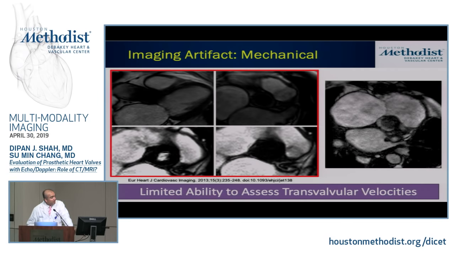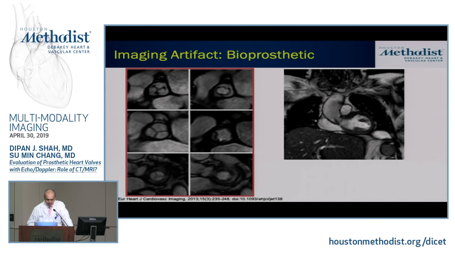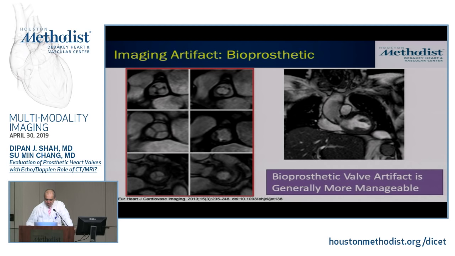So because of these limitations as far as artifact, that can then make it challenging to be able to assess transvalvular velocities in the setting of mechanical valves, because you really need to be able to image at the location of the valve itself to calculate velocities. Now, bioprosthetic valves, on the other hand, generally speaking, the artifact is much more limited, and therefore the artifact is really fairly manageable by MRI. There's some exceptions to that, and we've seen some bioprosthetic valves that in fact will cause a pretty significant metallic artifact, but fortunately that's fairly rare and fairly uncommon.